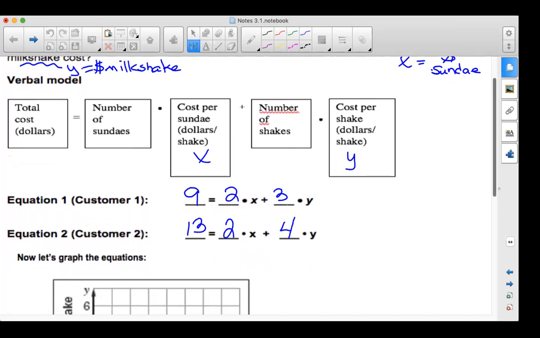Question? Should that 3 be a 2? Yeah, it should be. Apparently I have a hard time writing. Thanks for catching it. 2 sundaes and 2 milkshakes.